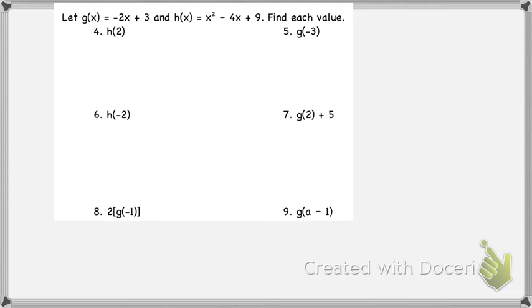Which one of these am I going to plug 2 into? My g of x or my h of x? H of x. Why h of x? I agree, but why? Because it says h. So can somebody help me plug 2 into my h of x? What's happening to x in our h of x? It has an exponent of 2. It's being squared. So instead of x being squared, 2 is going to be squared. Okay? Minus 4 times what? 2 plus 9.